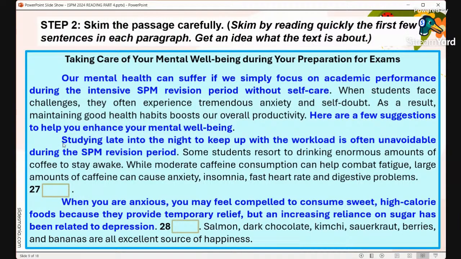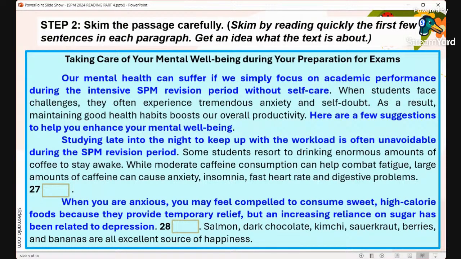So the first sentence in the second paragraph talks about studying late into the night, because students are having so much workload that is often not avoidable during the SPM revision. So I know that paragraph is talking about students staying up late at night because they have a lot of workload. I am not going into details yet because I'm just skimming.